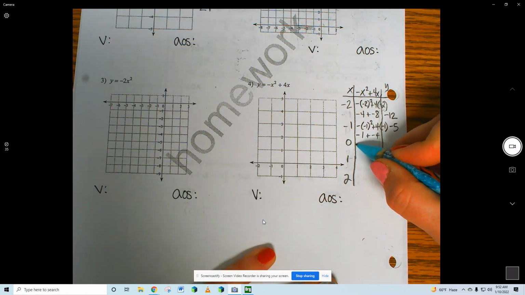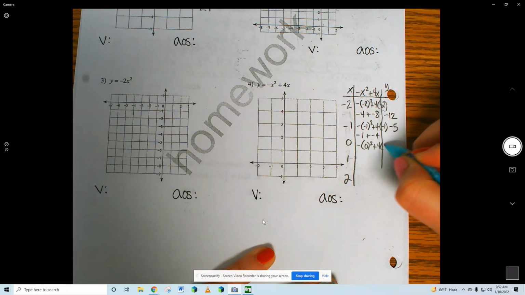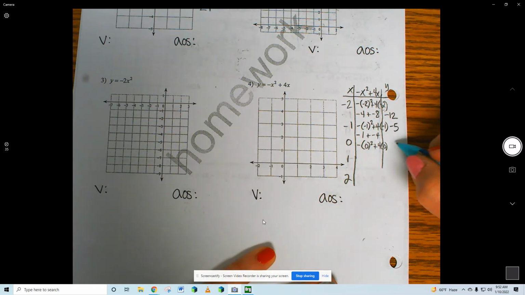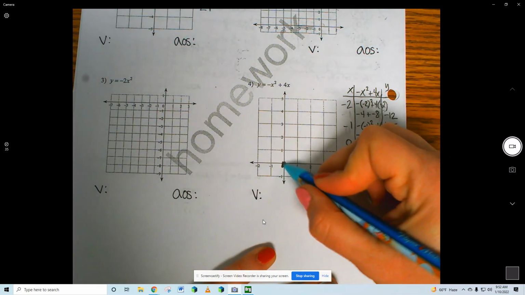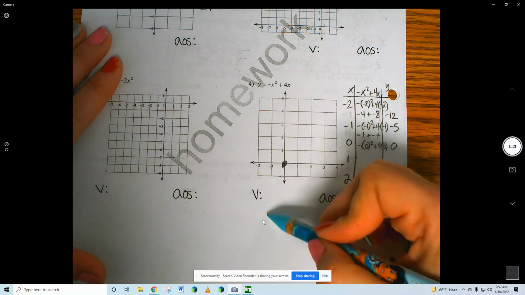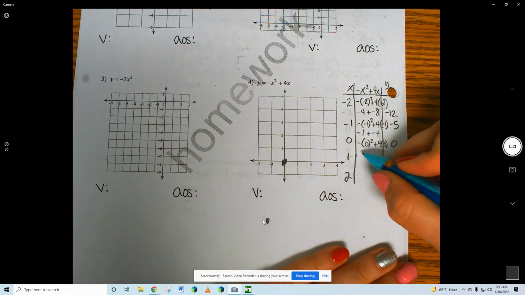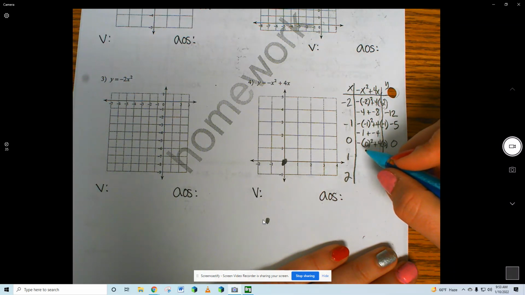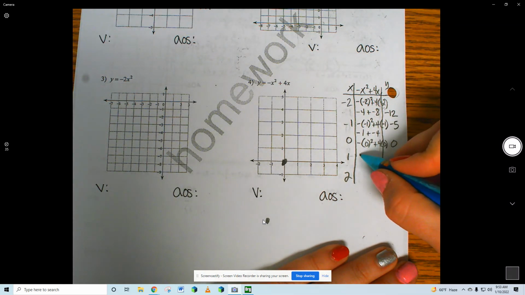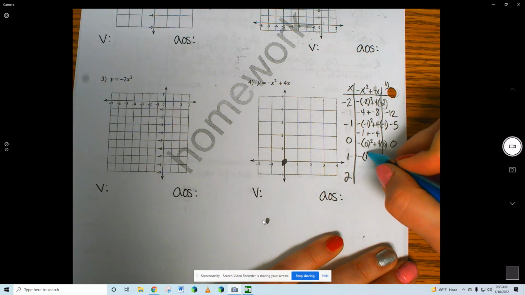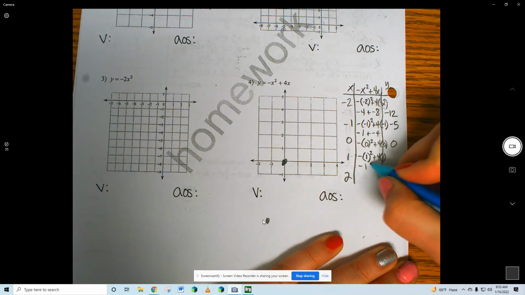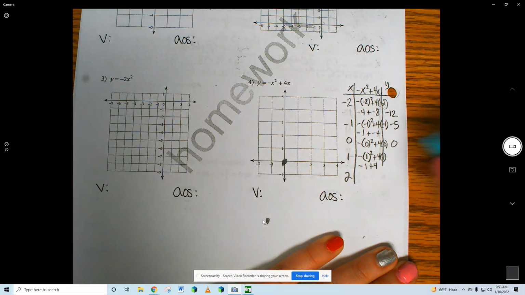0. Negative 0 squared plus 4 times 0. This is zeros all around. Negative 1, negative 5. It'd be like down here. Like I can't. Plug in 1. Negative 1 squared plus 4 times 1. Negative 1 plus 4. 3.